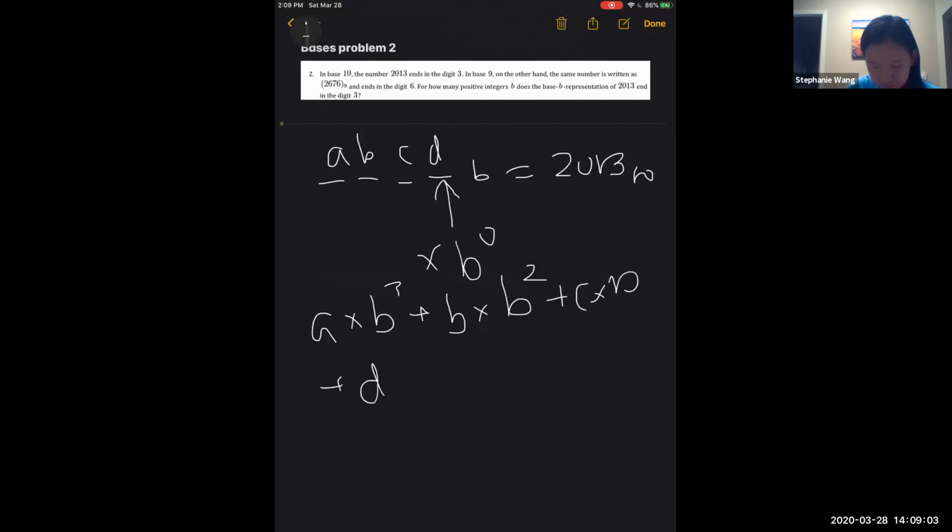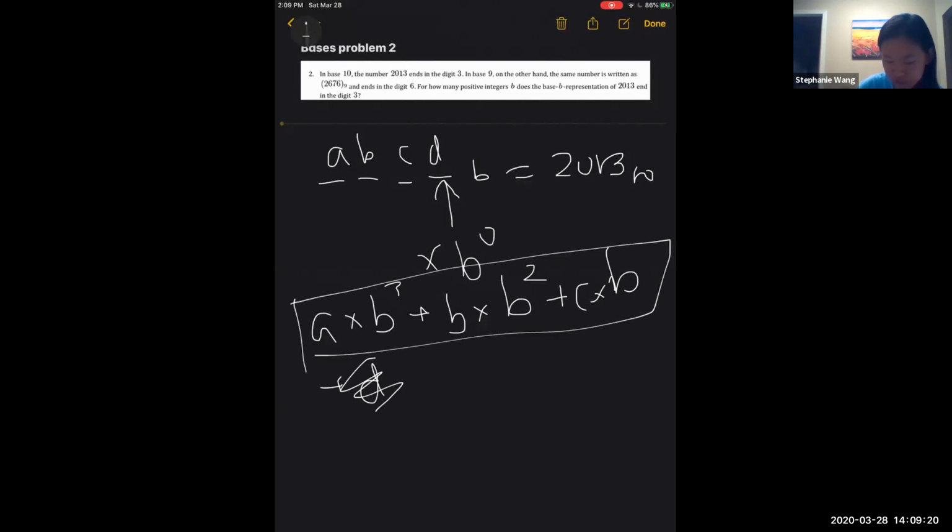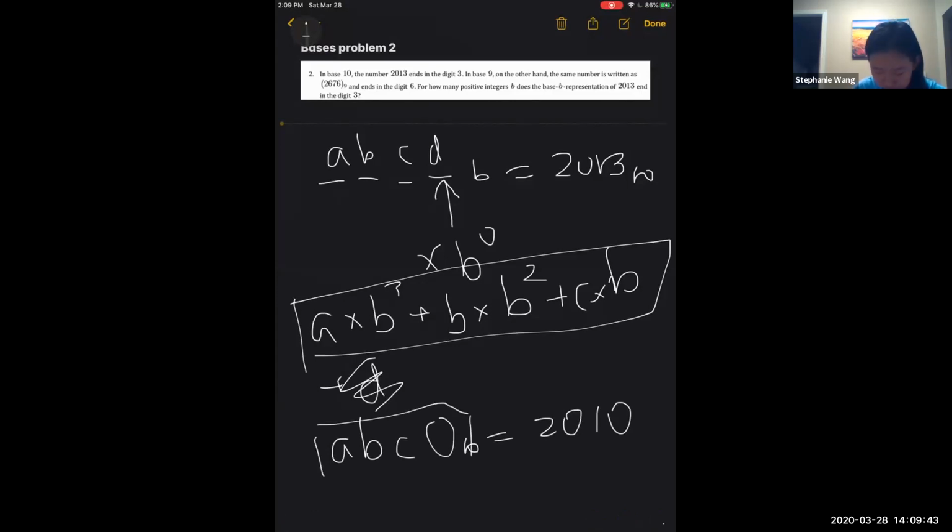So we can just subtract 3 from 2013, and we'll get a number that is divisible by B. Because after we get rid of this D, we'll just have a number that's divisible by B, because this expression is divisible by B. So after we subtract 3 from ABCD, we'll have ABC0 base B equals 2010, because we're subtracting 3 from both sides of the equation. So this number is going to be divisible by B, because this is equal to 2010.